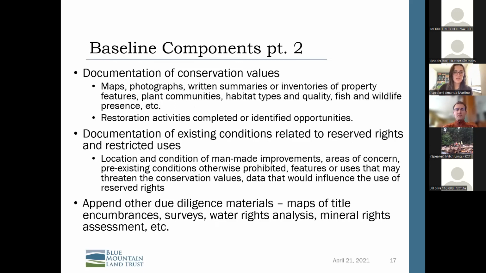So again, just documenting all of the conservation values. We extensively feature photographs and establish monitoring photo points on the property as well, so that there is also a visual representation of these conservation values for looking back in time. And then we also want to document any existing conditions that we may have concerns about. So are there areas of visible erosion? Are there man-made improvements? Those types of things. And also including copies of all of your due diligence materials. So your surveys, your water rights certificates, et cetera.